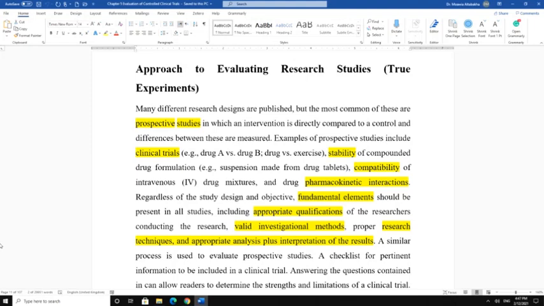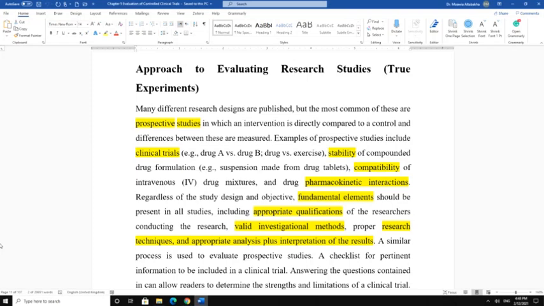In most of these studies, the common thing is that they are prospective studies. I mean, all of these things are prospective. And what do we mean by prospective? It means we are planning it to happen in the future. For example, I'm planning my experiment to look at the dissolution of a drug with two formulations. I want to see which one will dissolve faster. So I'm planning it, then doing it, and then seeing the results.